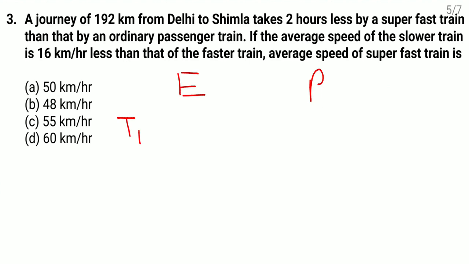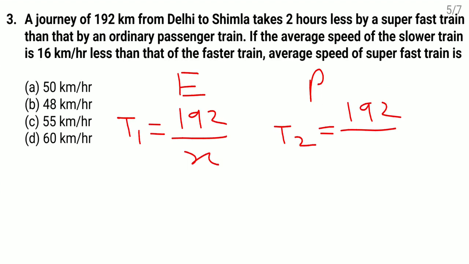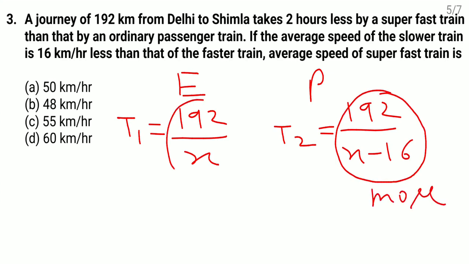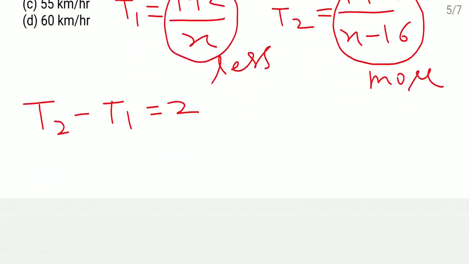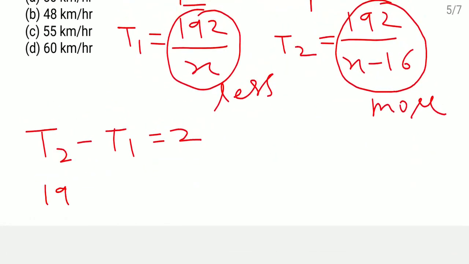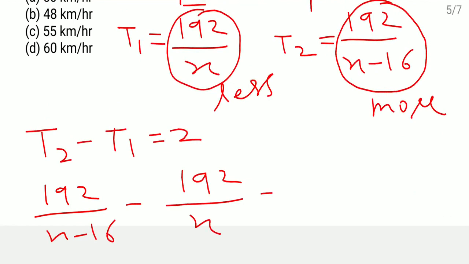So time taken, I'll say t1, distance is 192 divided by x. For the passenger train, 192 divided by, now what they said, 16 km per hour less than that of the faster train. So x minus 16. Passenger train requires more time, right? An express train requires less time. So here more time, that means t2 minus t1, which is equal to 2 hours they said. So which is equal to 2. I will just substitute the values now. 192 by x minus 16 minus 192 by x, which is equal to 2.